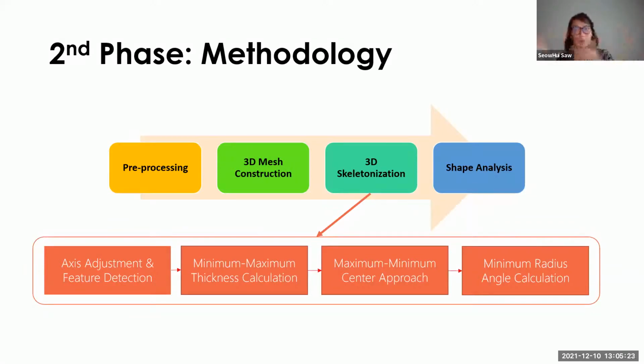These 4 different processes are axis adjustment and feature detection, minimum maximum thickness calculation, then followed by the maximum minimum center approach, and then also the minimum radius angle calculation, which is actually used by the orthopedics. I won't go into further because we are still writing the paper.